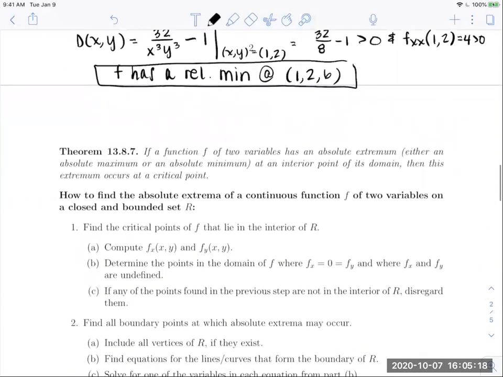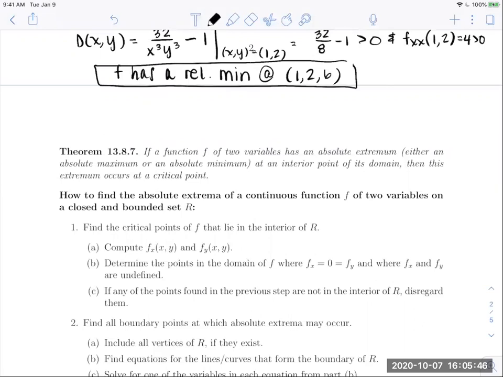All right, so these examples were all working with finding relative max and min on the entire domain of the function. It may be the case where sometimes we want to find extrema on a particular bounded set, and so that brings us to Theorem 7. If a function f of 2 variables has an absolute extremum, either an absolute max or an absolute min, at an interior point of its domain, then this extremum occurs at a critical point.